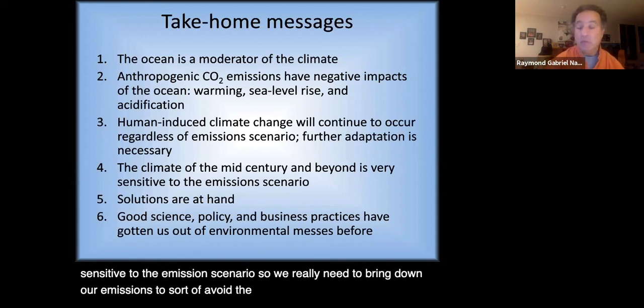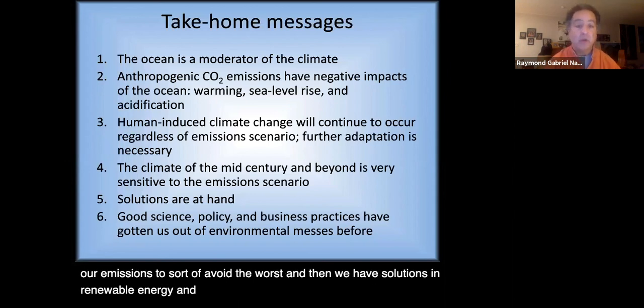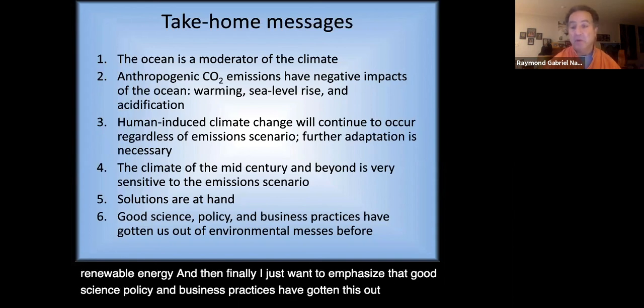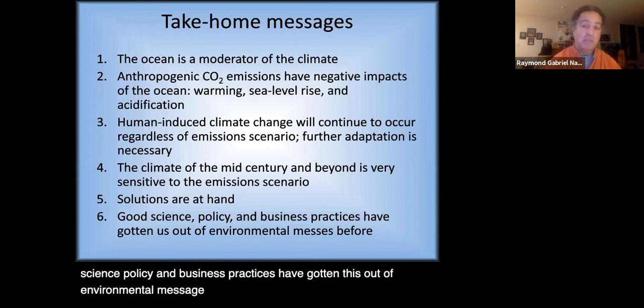And we have solutions in renewable energy. And then finally, I just want to emphasize that good science, policy, and business practices have gotten us out of environmental messes before. And that should give us some hope, some encouragement that we can solve the climate problem.